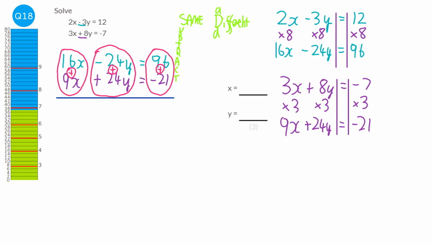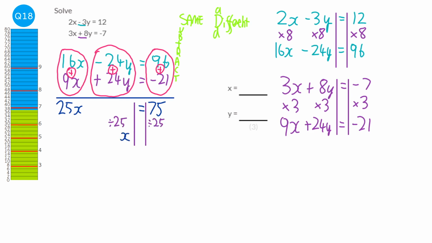So 16x plus 9x is 25x. Minus 24 plus 24 is going to be 0, which is good. That's what we wanted. We want to get rid of the y's. And then we've got 96 plus minus, so effectively minus 21, which is 75. Do a quick solving by dividing both sides by 25.